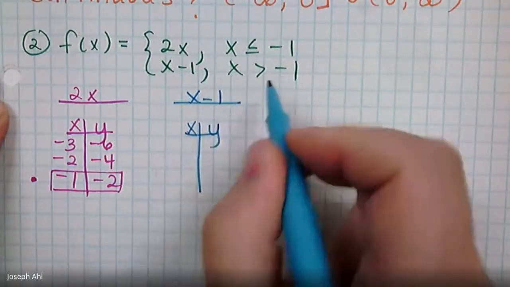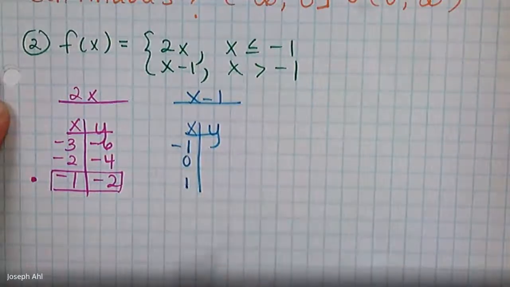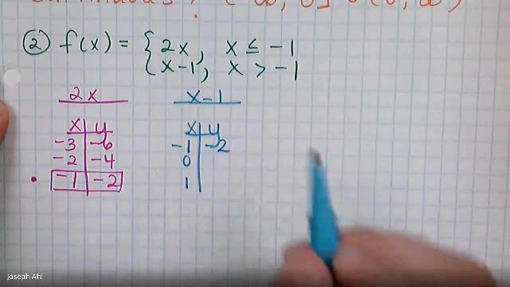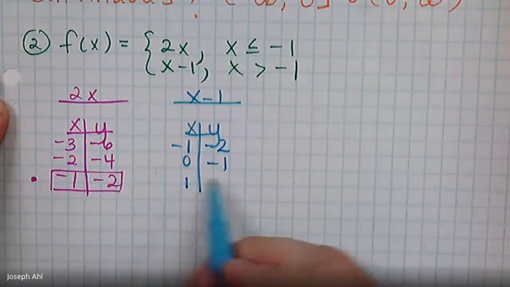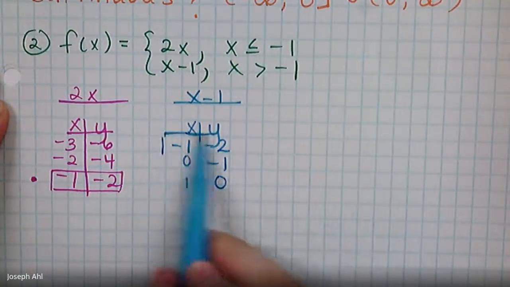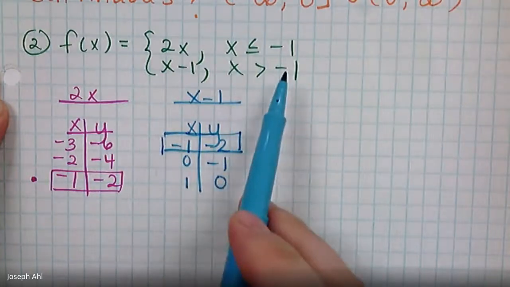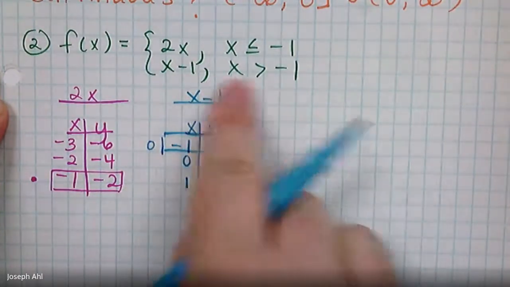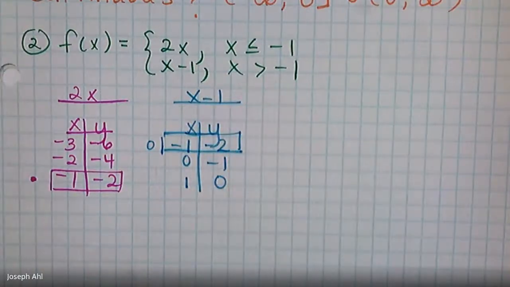Then if I move on to the next function, x minus 1, same deal. Let's pick values of x that are greater than -1, like -1, 0, 1. So -1 minus 1 is -2, 0 minus 1 is -1, 1 minus 1 is 0. Okay, but go back to the first point of this interval and say, hey, really that should be open because x had to be greater than -1 here.